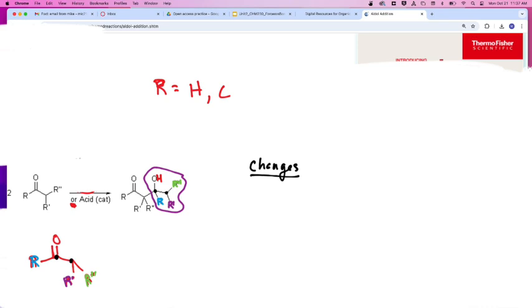Okay? But if I look at the product, it has 2 R groups, 2 R prime groups, 2 R double prime, and 4 carbons. What does that mean had to happen in the starting material? How many of these had to be there? What does that 2 mean?